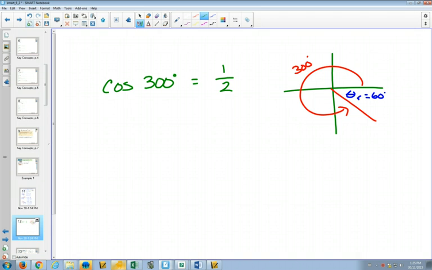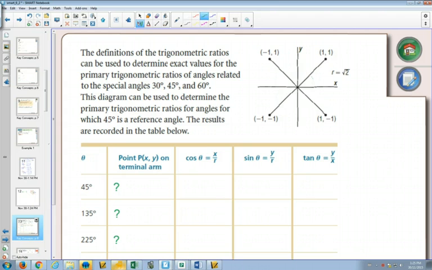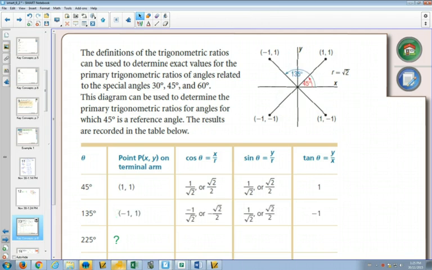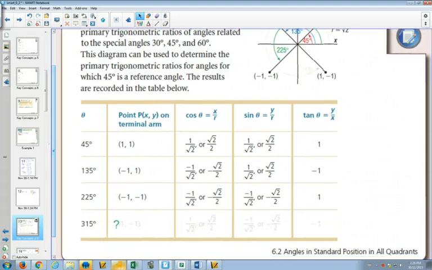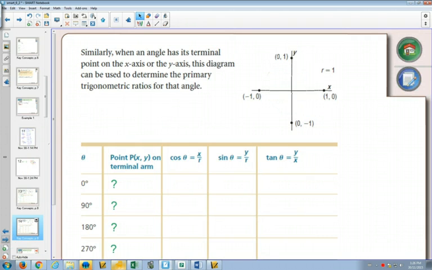So on page 344, they have the special triangle and they go through the angles for 45 degrees. At the bottom of page 344, they introduce new ones that you're going to figure out. 444, thank you.